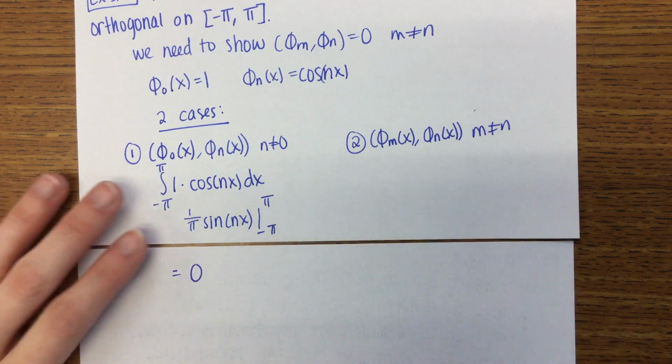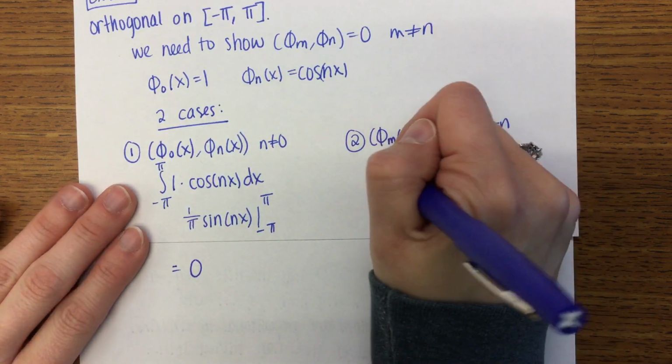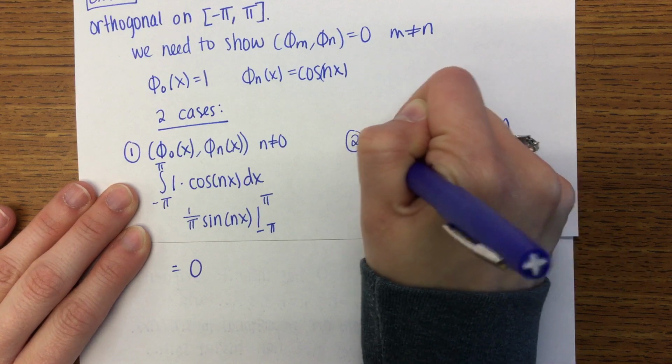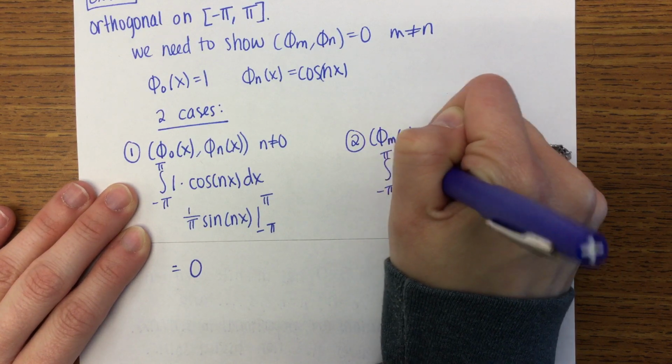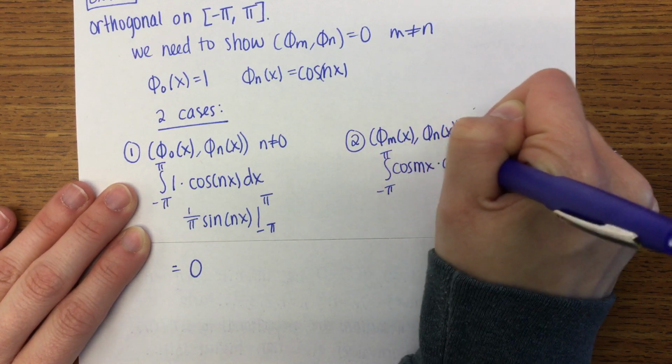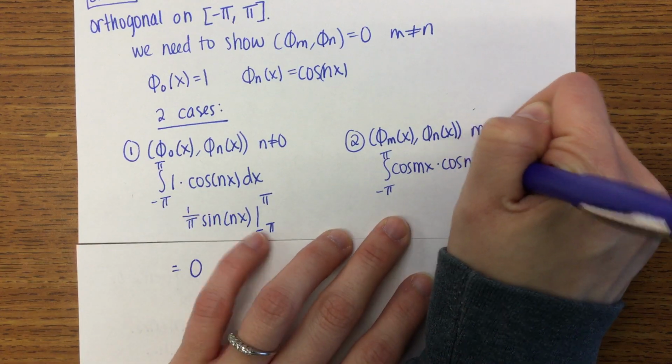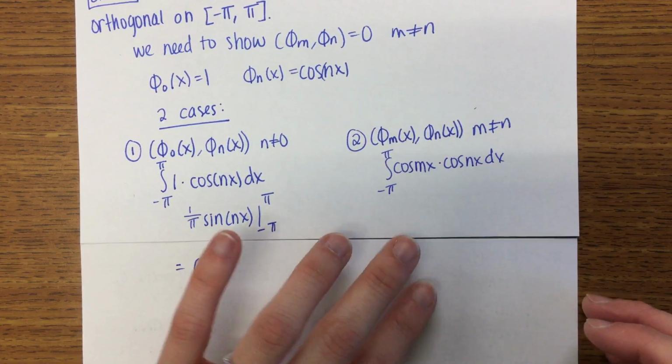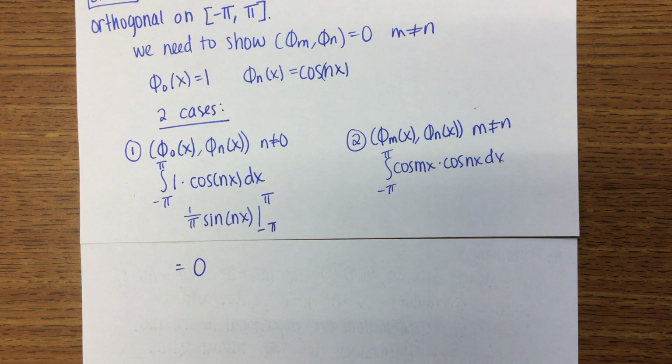This is the case that we're more interested in. If we calculate this inner product, it's going to be the integral from negative pi to pi of cosine of mx multiplied by cosine of nx dx. And again, we said m and n are different. You're going to have to use a trig formula here. Anyone know what cosine of mx times cosine of nx gives us? Probably not, right? Because you don't use this formula hardly ever.